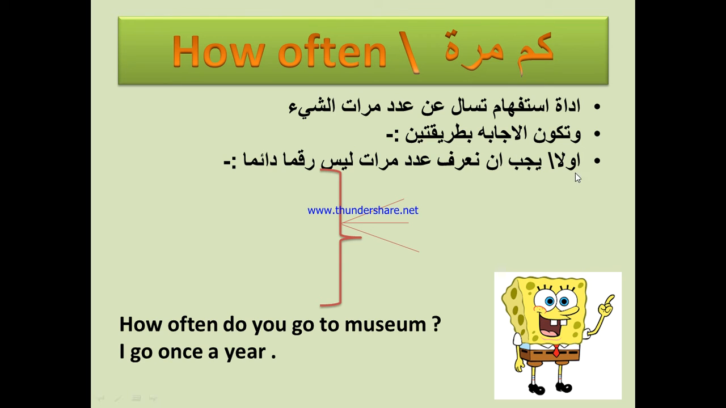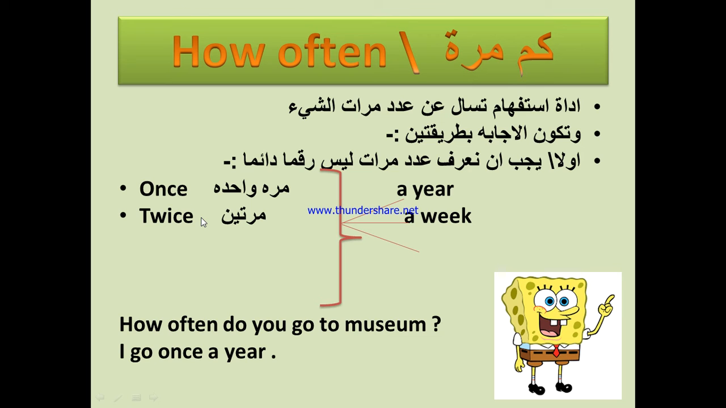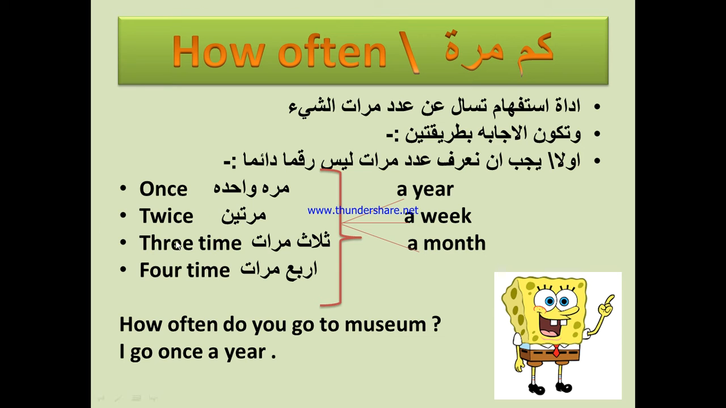Number 1. أولا يجب أن نعرف عدد مرات ليس رقما دائما. أوكي. يعني من أقول له okay when I ask you how often do you go to museum, you don't answer me 3 days أو 3 times. أوكي. no. وإنما راح نسأل كتابة. أوكي. كتابة وليس رقما. once. أوكي. مرة واحدة. twice. مرتين. 3 times. 3 مرات. 4 times. 4 مرات. Okay. Now we put here S.